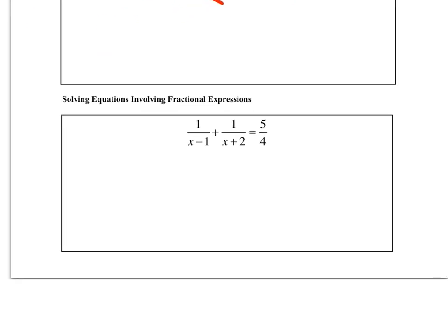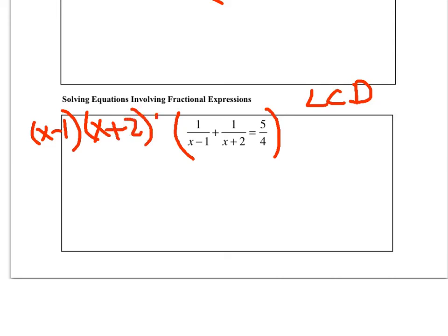We did equations that involve fractional expressions and found that the method is the LCD method. The lowest common denominator of the fractions in the equation is what you use as your multiplier to clear all the fractions out. I like to enclose the equation in parentheses and then write the LCD on both sides so that I don't forget to do it to both sides. So the LCD is x minus 1 times x plus 2 times 4.